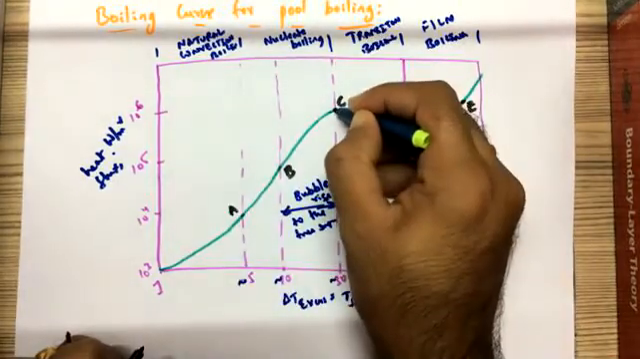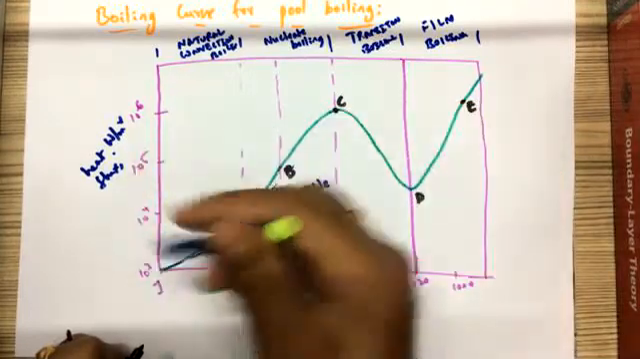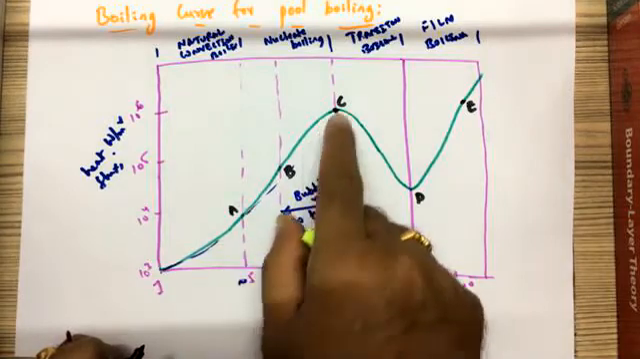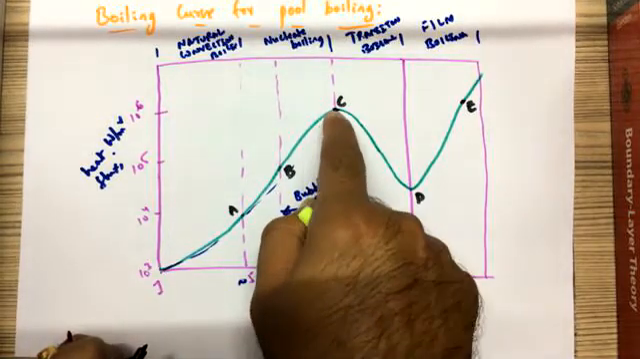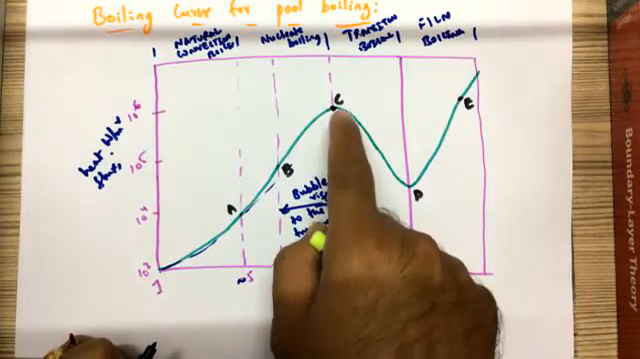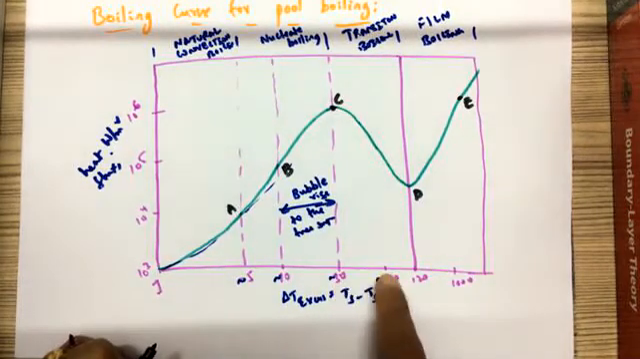And what happens after this range? Until now, heat flux is actually increasing. The water could take more amount of heat from the surface. But what happens after that? There is actually the reverse trend. What I mean to say is, your heat flux is actually decreasing, even though your delta T or surface temperature is increasing.